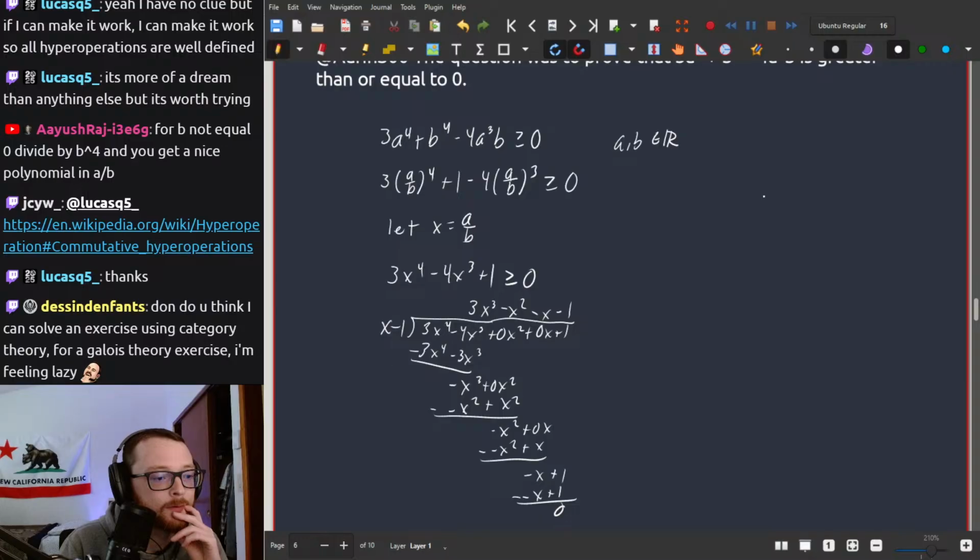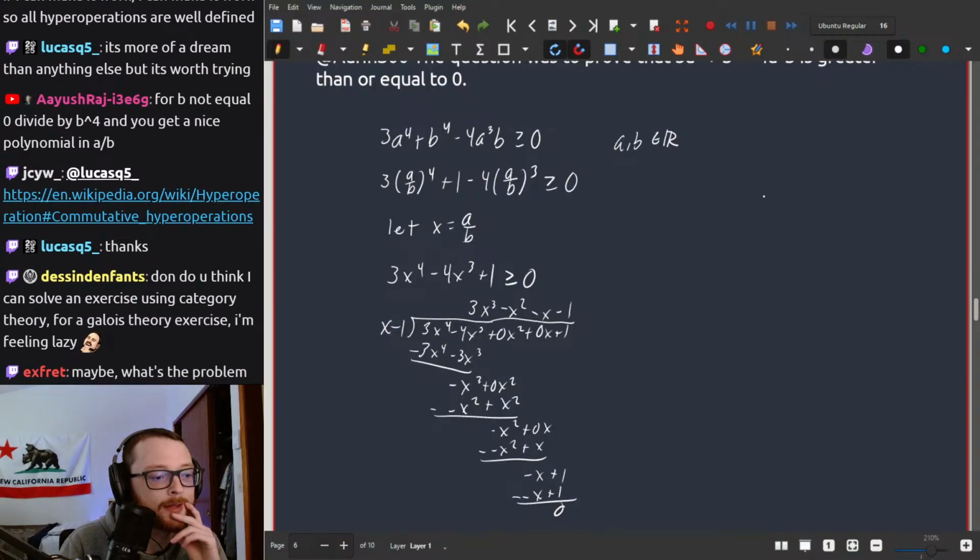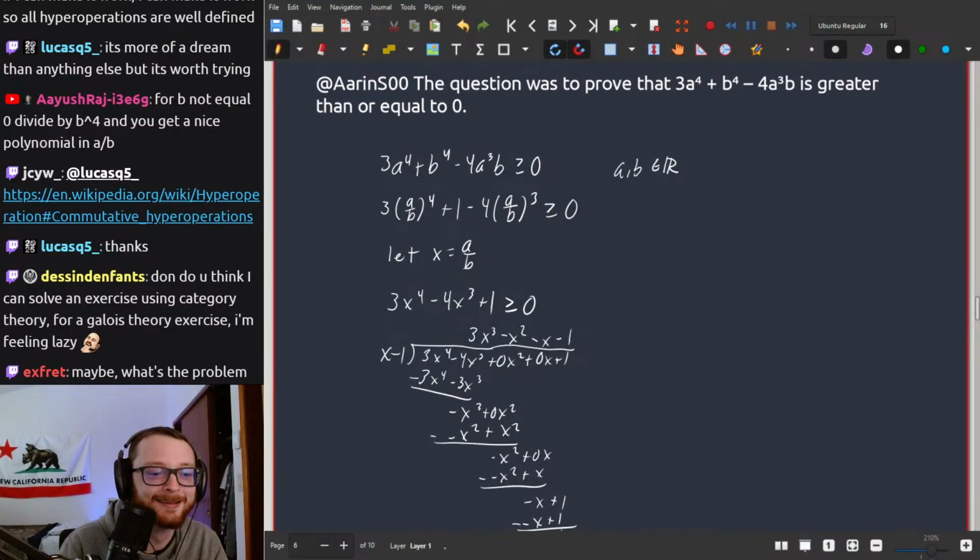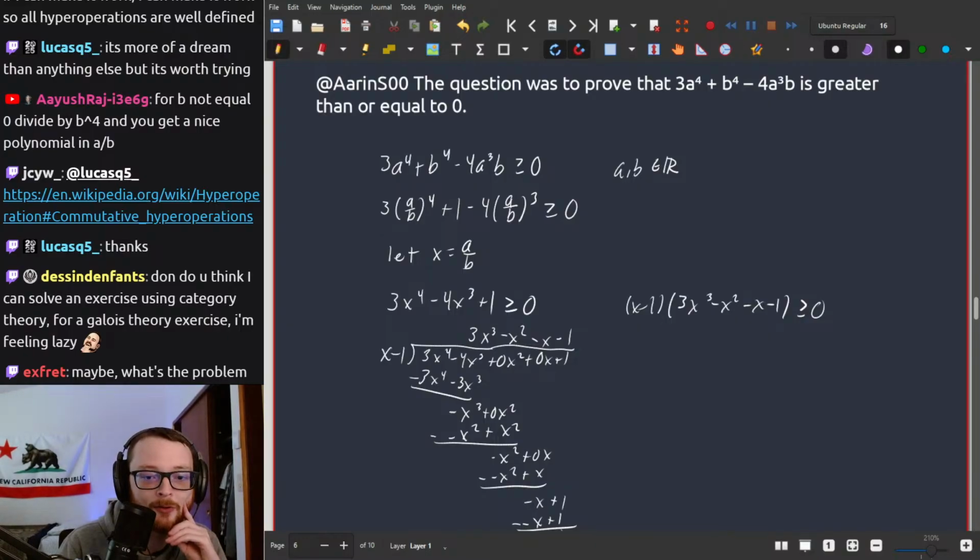Do you think I can solve an exercise using category theory for a Galois theory exercise? I'm feeling lazy. I'm sure you're asking me that ironically, because I feel like you should know better than to think I would have any idea about that. You know, I say don't let your dreams be dreams. If you think you can do it, you should do it. Or I guess maybe you're asking more about permission. X-Fret, hope you're doing well. I hope your studies are going well too.